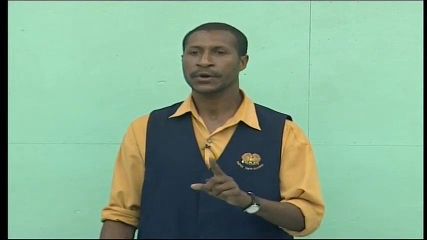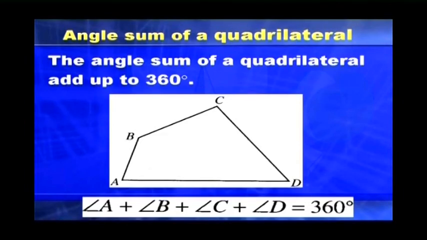Remember, a quadrilateral has 4 sides and it will have how many angles? How many interior angles? 4. It will have 4 interior angles, as you can see from the example here. How many angles does this quadrilateral have? 4. Okay, you can see there are 4 interior angles in this quadrilateral.